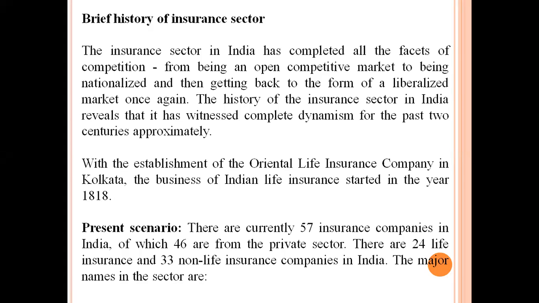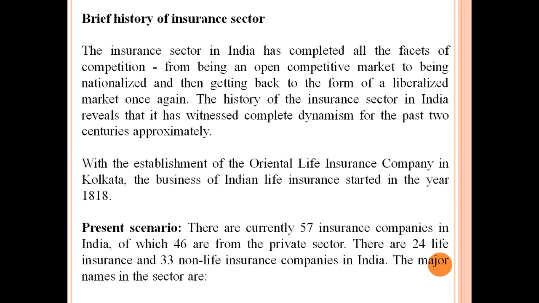The insurance sector in India has completed all the facets of competition, from being an open competitive market to being nationalized and then getting back to the form of a liberalized market once again. The history of the insurance sector in India reveals that it has witnessed complete dynamism for approximately the past 2 centuries. With the establishment of the Oriental Life Insurance Company in Kolkata, the business of Indian life insurance started in the year 1818. What is the present scenario?